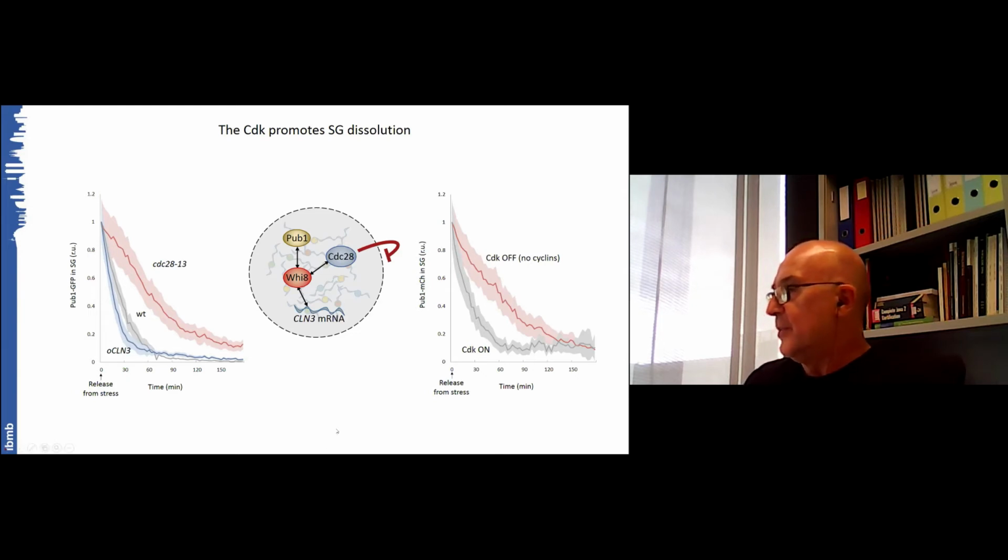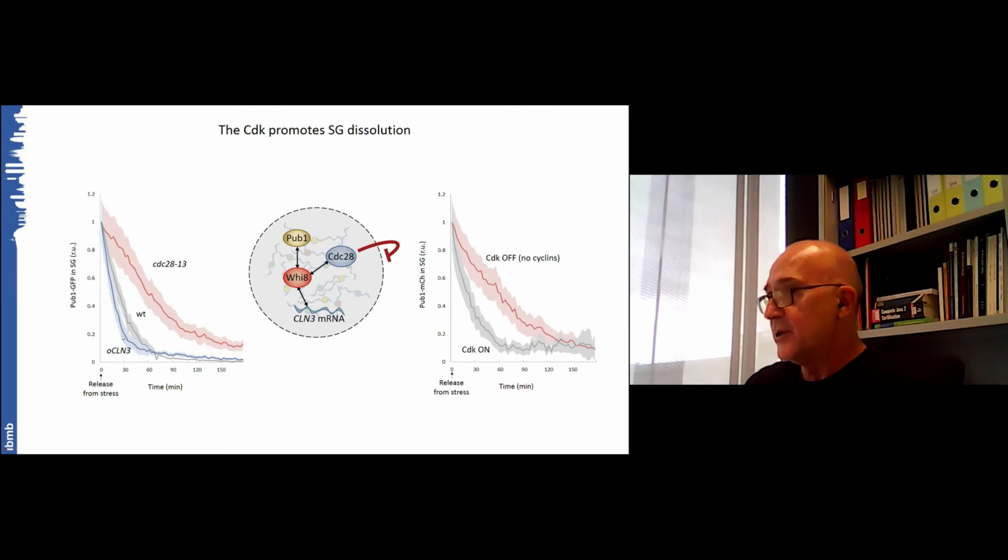Okay, could it be that the CDK regulates somehow stress granule dynamics? Well, stress granules are formed very fast in cells, so it's difficult to tell if something may help a process that is already very, very fast. However, the stress granule dissolution, when you get rid of the stress, when the cell is placed back to normal conditions, that's a slower process. And this is when you can ask and tell whether something is affecting stress granule dynamics or not. And this is the experiment.